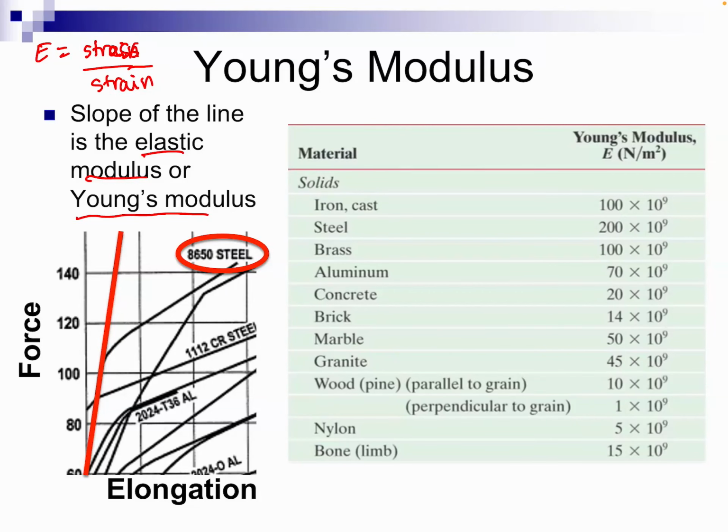And so we have tables that give you elastic moduli of different materials. And you can also do this for compression. Instead of applying tensile stress, you apply compressive stress and come up with a similar graph, and take the slope of that to get the elastic modulus for compressive stresses.